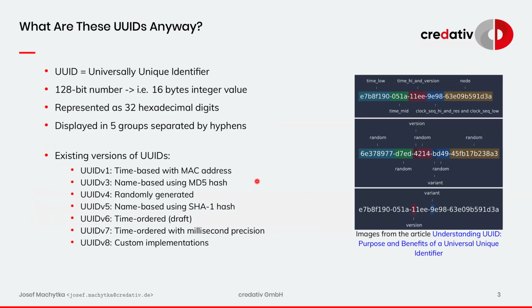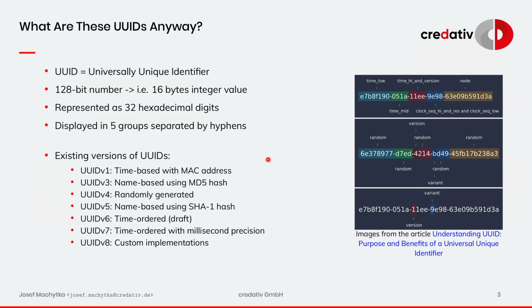Those are generally 128-bit long numbers, like a 16-byte integer value, which are represented for visualization as 32 hexadecimal digits with 4 dashes for better readability.